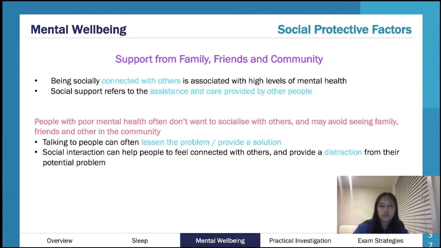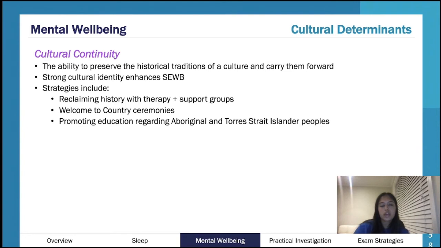You feel that you don't want to socialize. You might stop going to school, might stop going to work. So it's that idea of you're kind of maybe in the time where you need most help, but you're not sort of able to access it in that way, which is why support can be really, really helpful, especially in those sort of times. Okay, and then we have these cultural determinants of mental well-being.